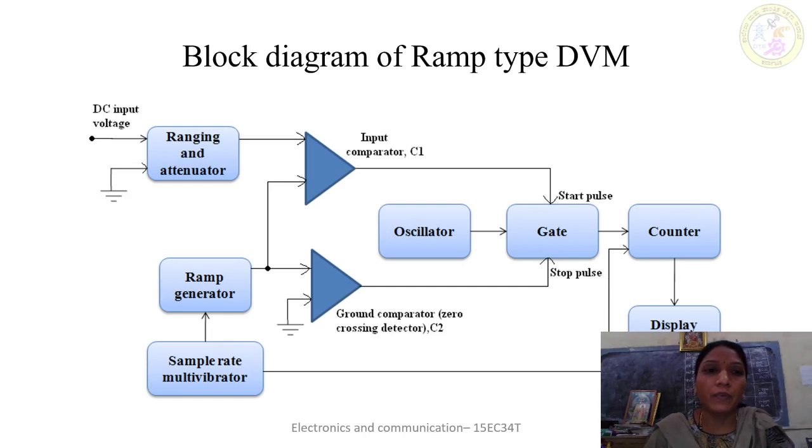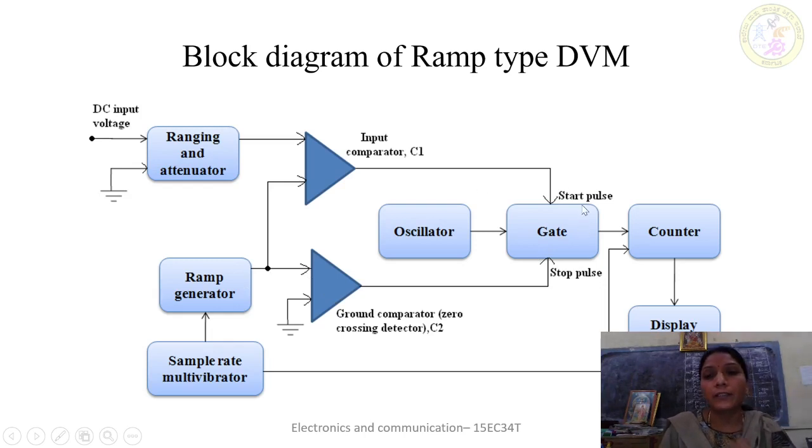In ramp type DVM, the voltage is given to the ranging and attenuator, and the output of this block is given to the first comparator. So this is the input comparator, and here the ground comparator. So it is a zero crossing detector. The ramp generator output is given to this.